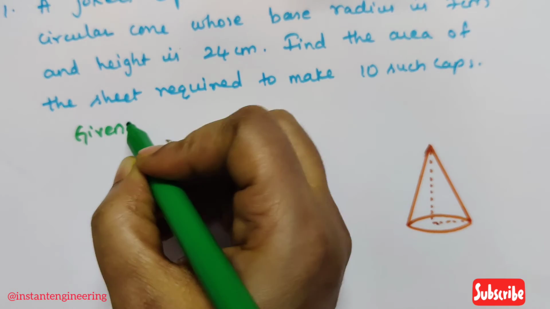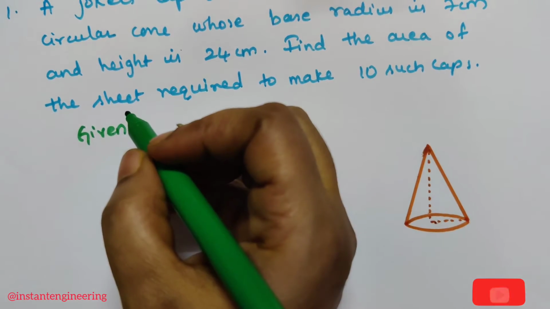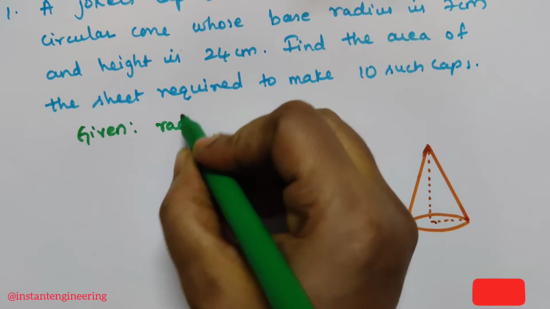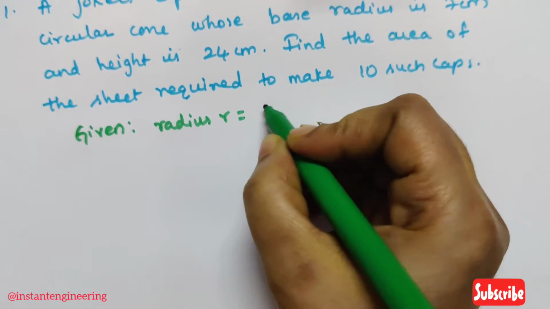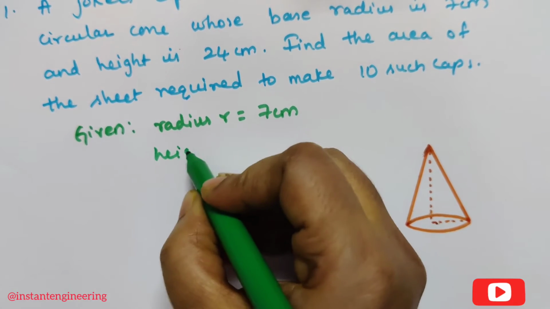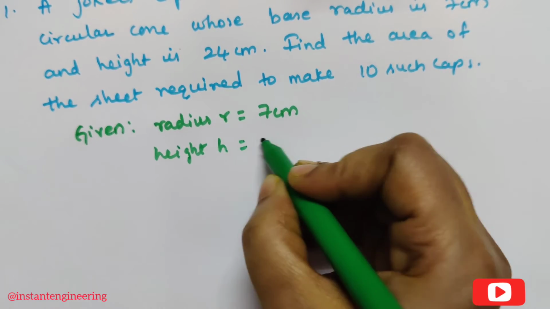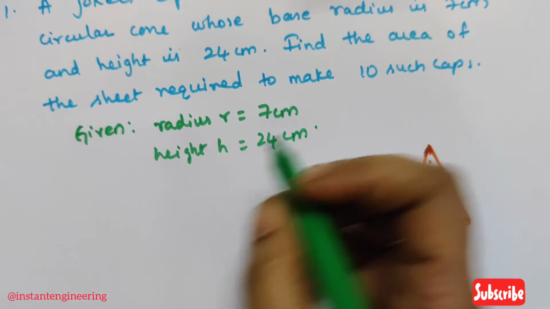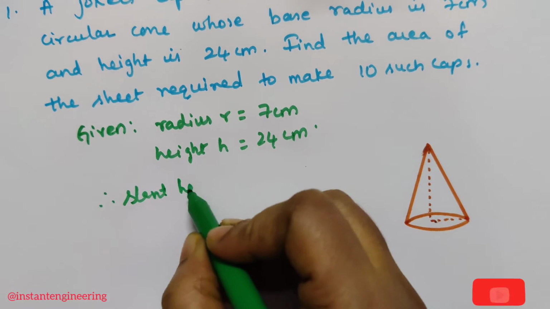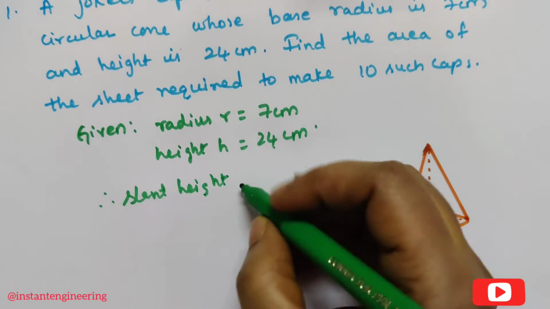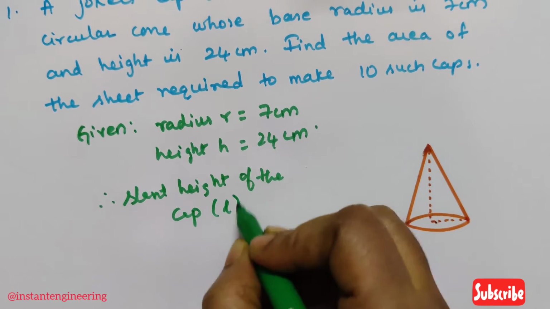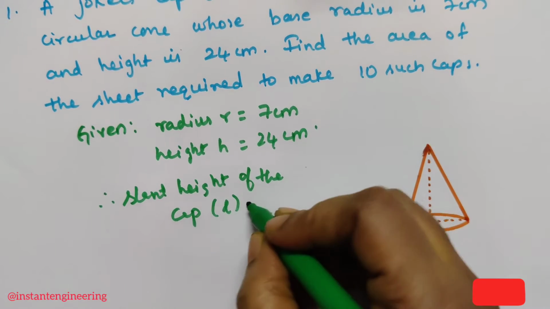The first thing he gave us is the radius, r is 7 centimeters, and he gave the height, h is equal to 24 centimeters. So we have this formula. Therefore the slant height of the cap is given by the letter L. So this is the formula.